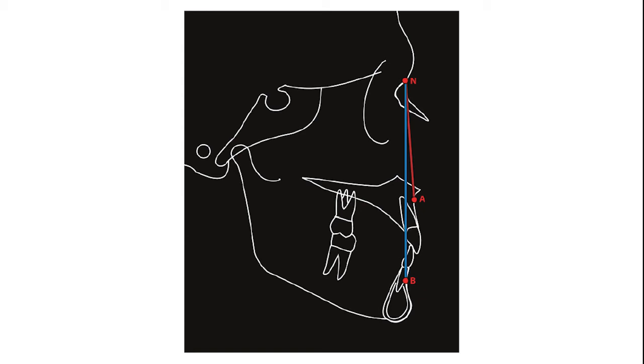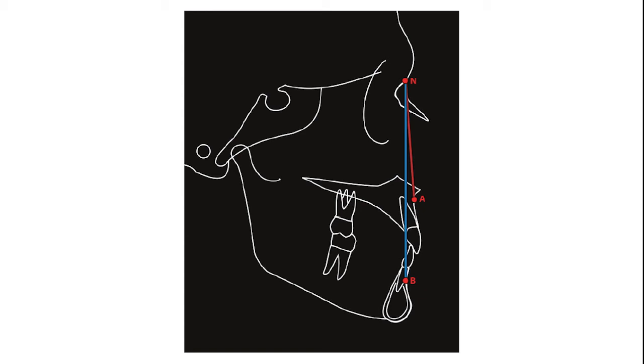The ANB angle is positive if point A lies anterior to NB. If NA and NB coincide, the ANB angle is zero. If point A lies posterior to NB, ANB will be negative.